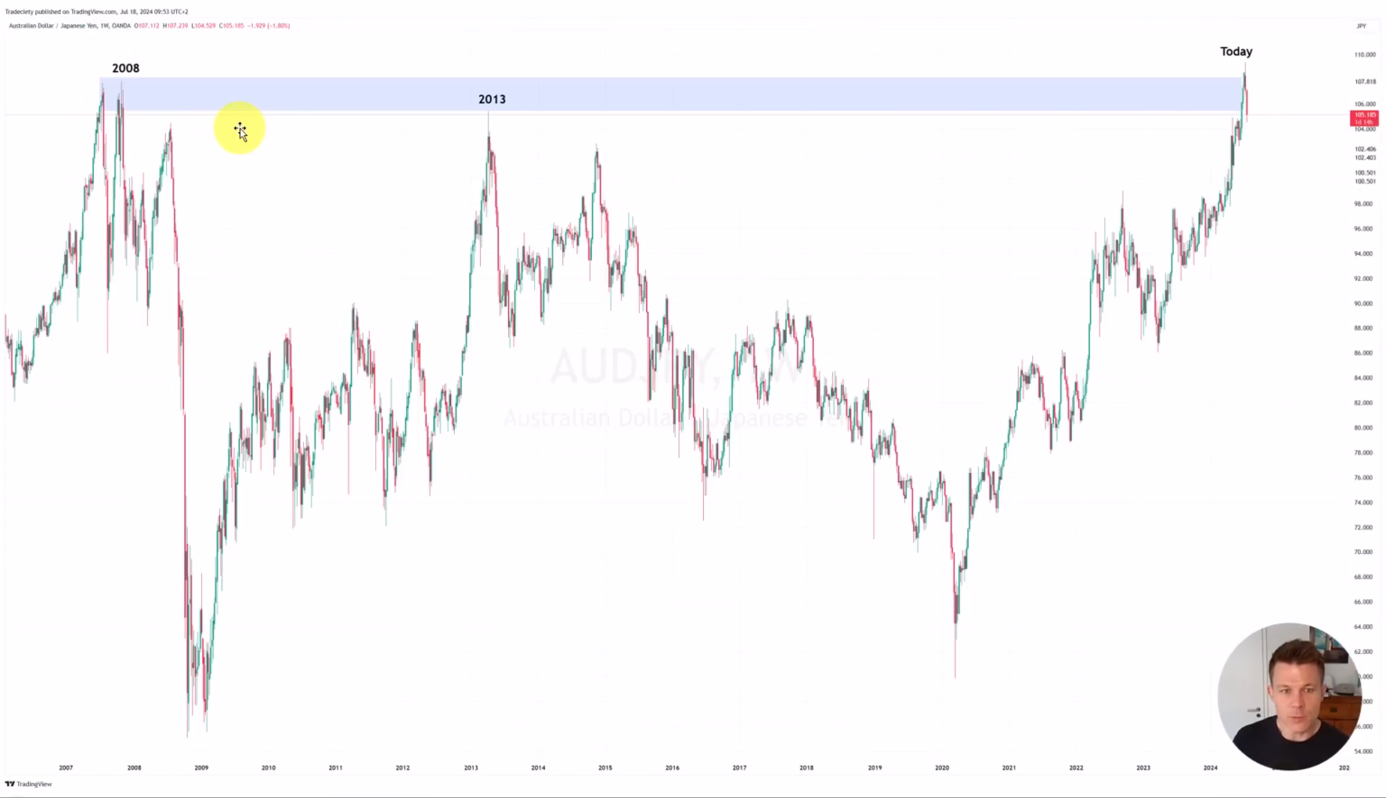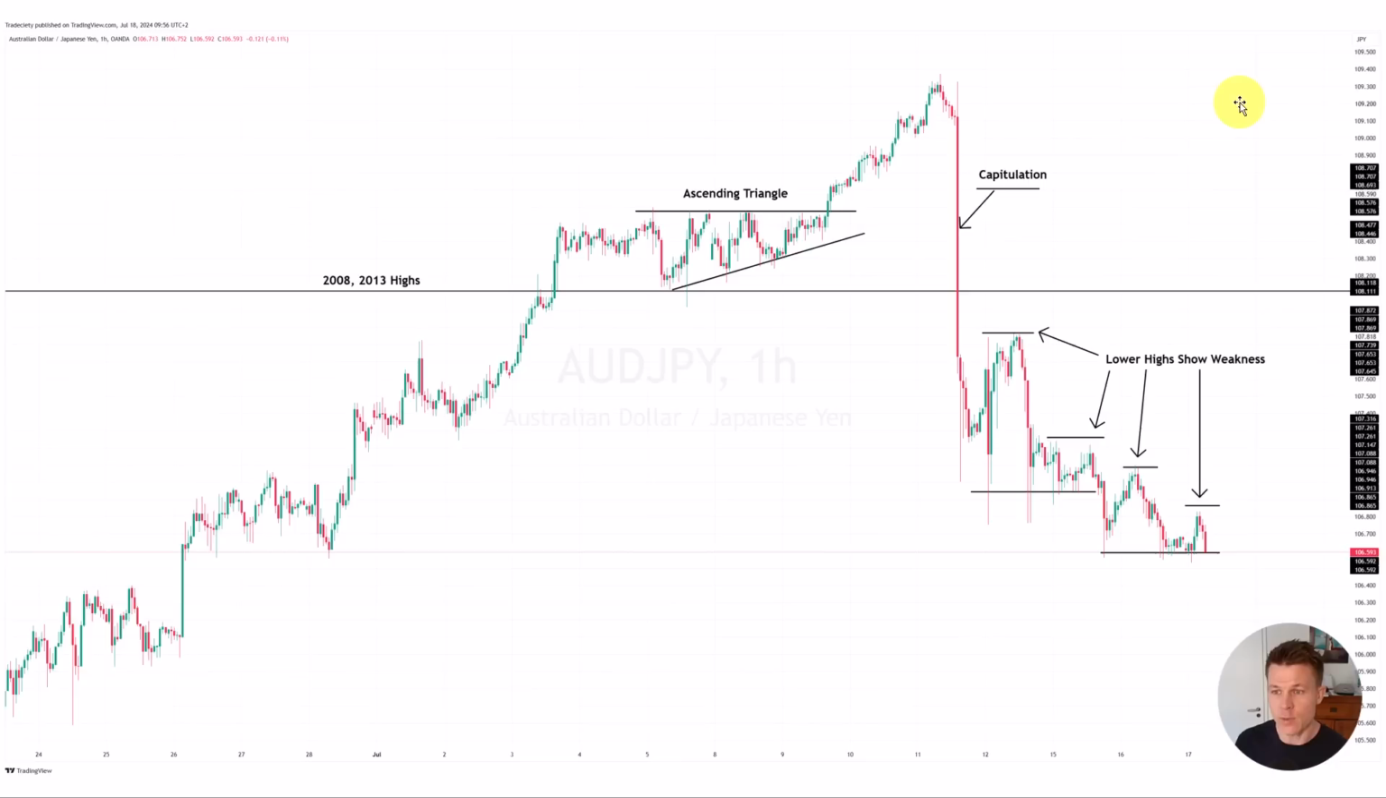The next example, we are here zooming out very, very wide and very long, and we can see that the market here recently hit old highs. We have 2013 highs, we have 2008 highs, and here in mid of 2024, the market is hitting this level again. We want to carefully observe how the market is reacting to this.